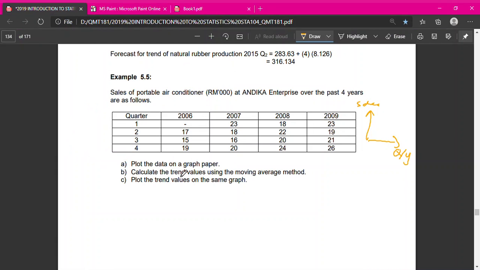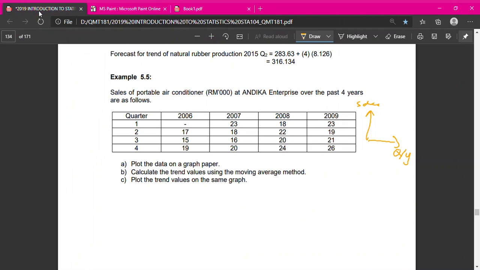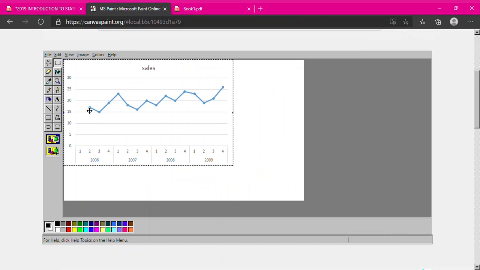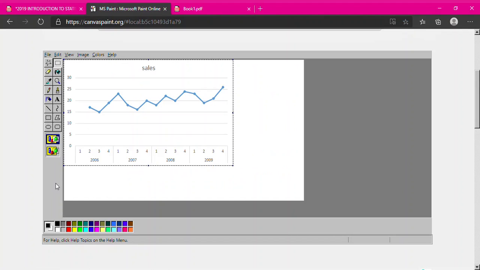Okay, let's say data yang pertama tadi first quarter. Okay, first quarter untuk 2006 is 0. So the value is 0. Tak ada value dekat first quarter untuk 2006. Okay, second quarter untuk 2006 pula adalah 17. The value is 17. So here. Okay, you put the dot here. And then third quarter for the 2006 is 15. For quarter 4 is 19. So it is 15 here, 19 here.